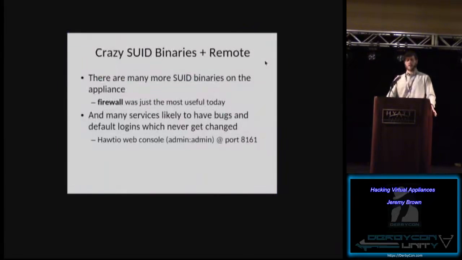So there's also more binaries on the system if you're interested. Firewall is just one. There's also like a Haltio web console. And if you look up the default password as admin, I'm not sure what you could do there. I didn't really spend a lot more time on that. But if you're interested in this appliance, take that note.